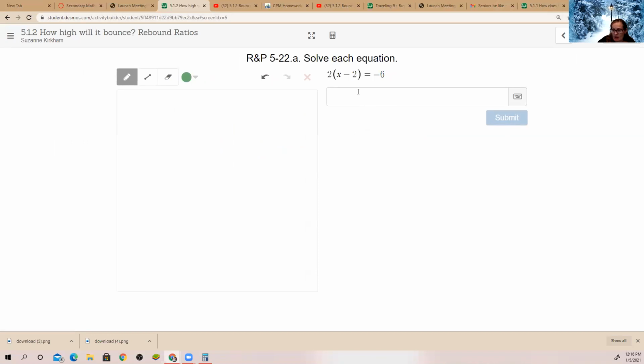Okay. All right. So on this one, what we're going to do is we're going to solve each equation. Okay, so for this one, what we can do is we can distribute the 2 throughout the equation. So we can take that 2 right there.